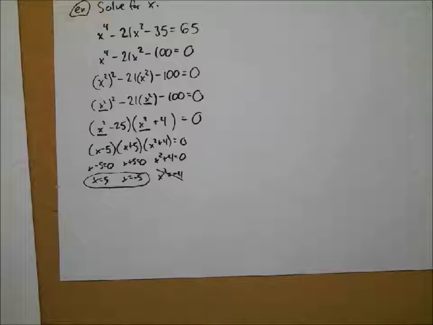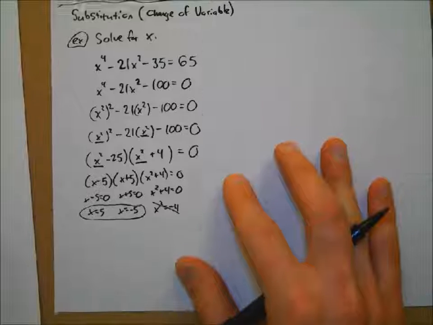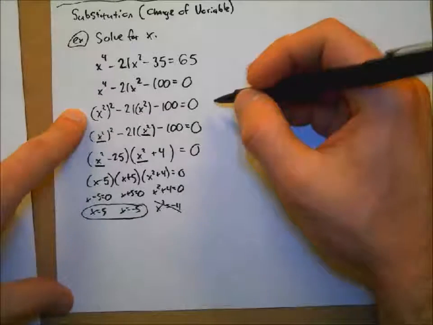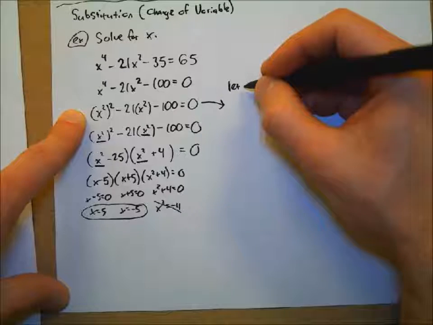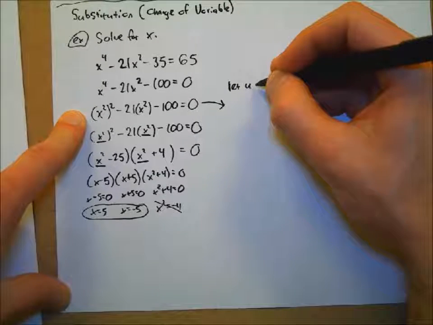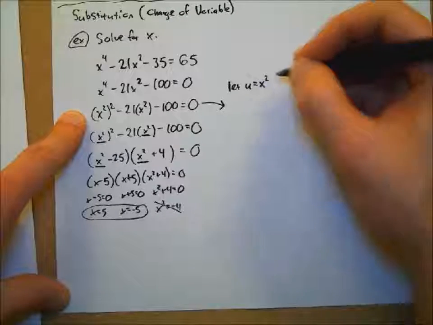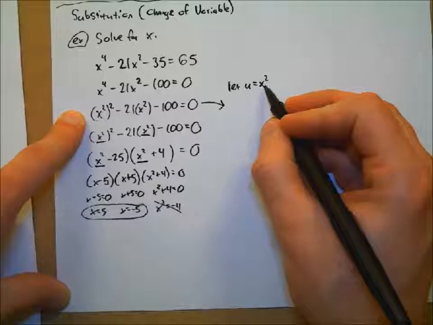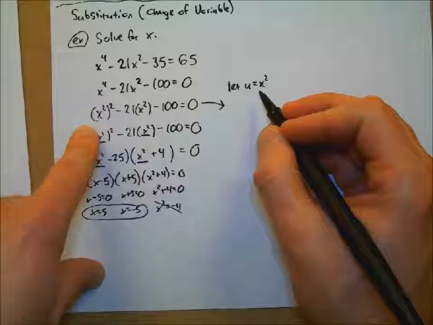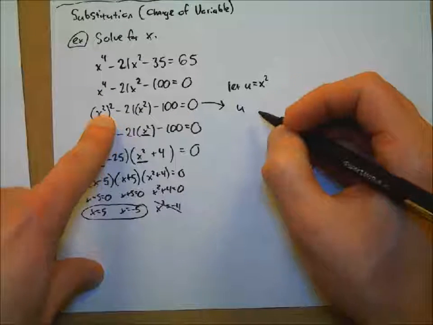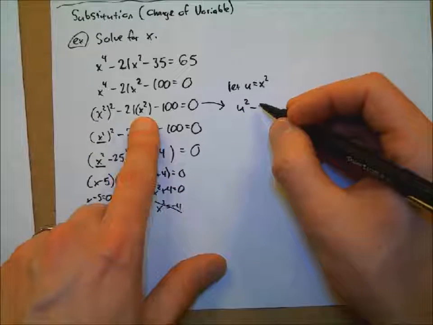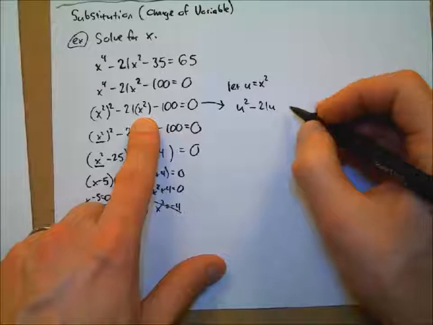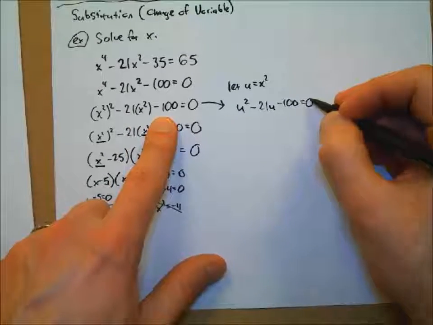As for why we call this a change of variable, a substitution, let me show you an alternative way to think about this. At this step right here, you can define a new variable. I'm going to use the variable u. Let u equal x squared. If u is x squared, that means instead of x to the fourth, which is really x squared squared, I can just use u squared, minus, and not 21x squared, I'll put minus 21u, then minus 100 equals 0.